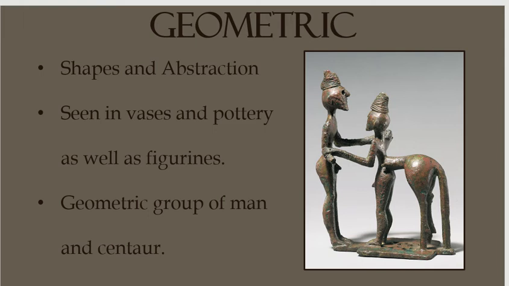here. An example of a geometric figure is this bronze sculpture that was actually found in Olympia of a man and a centaur. And it's interesting how this piece does a good job of articulating both the human and equine form. Their forms are simplified, but you can tell the difference between the two, which is very interesting.